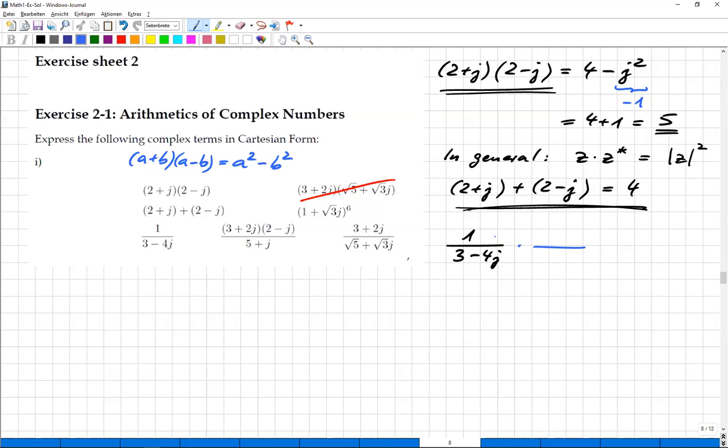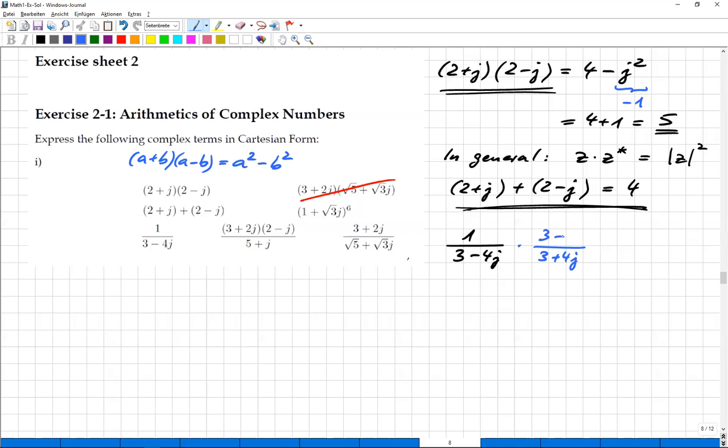So what I do is I multiply the numerator and the denominator with the same term. In this case, I take the complex conjugate of the denominator, right? So that always means j must be replaced by minus j. That's the best way in all the cases to build the complex conjugate. You could also say I changed the sign at the imaginary part, but a better method is to replace j by minus j, because then it also works for polar form, exponential form, and others.